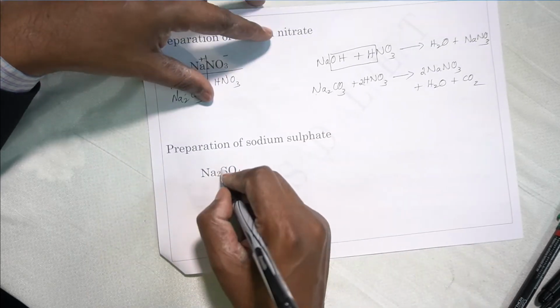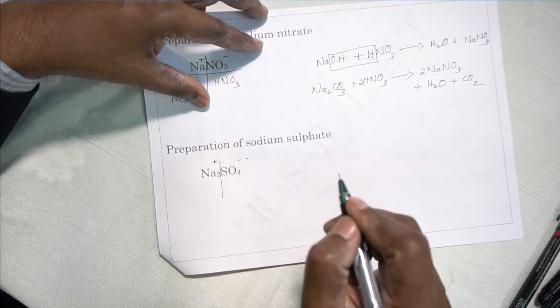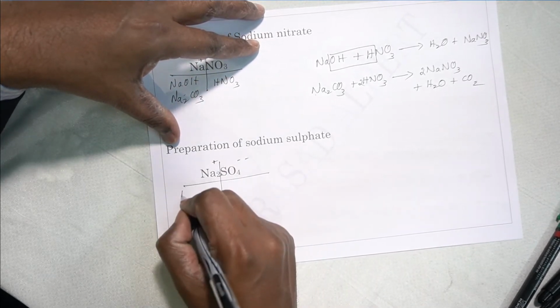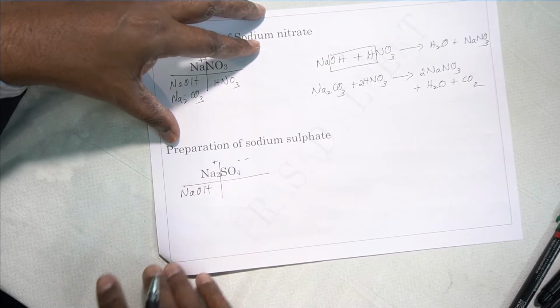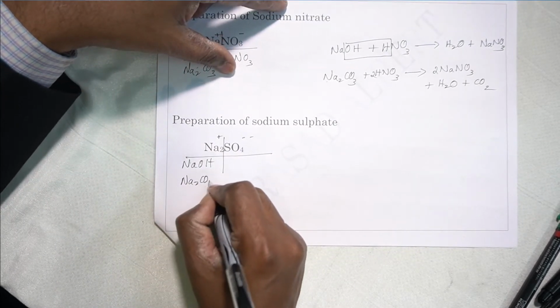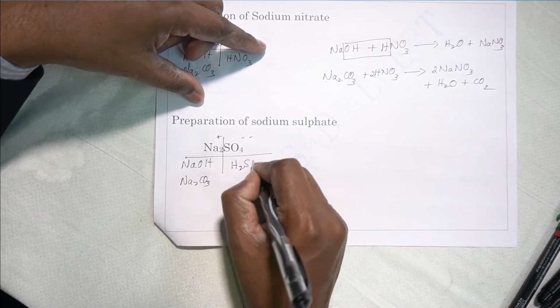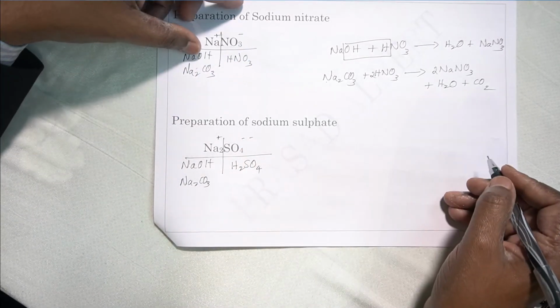The next salt is sodium sulfate, Na+ ions and SO4 2- ions. So what will you take? The alkali will be NaOH as usual, and also you have Na2CO3, sodium carbonate solution. The acid has to be sulfuric acid, H2SO4, because SO4 ions are required.